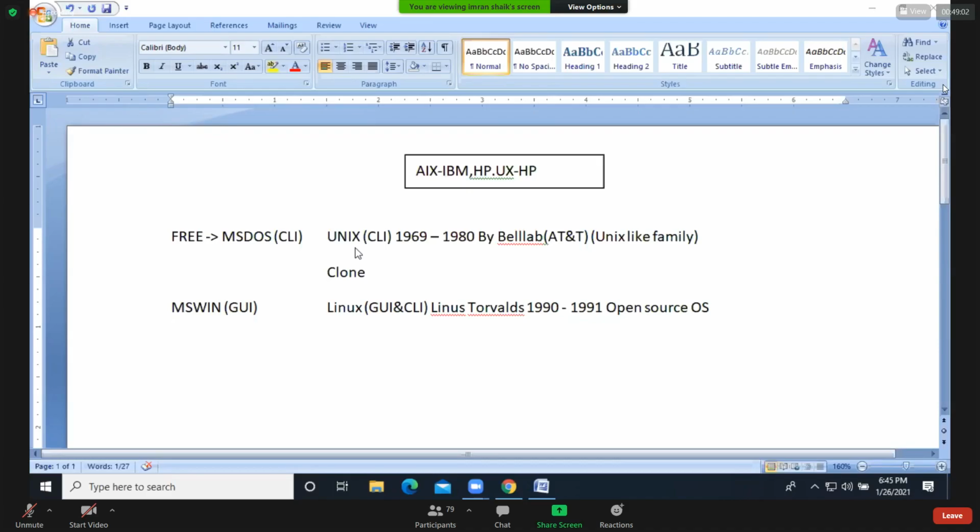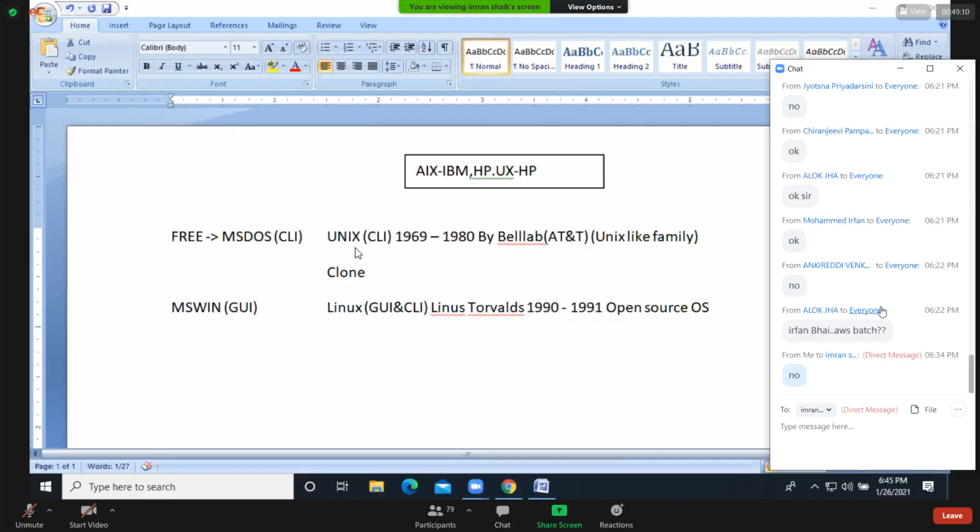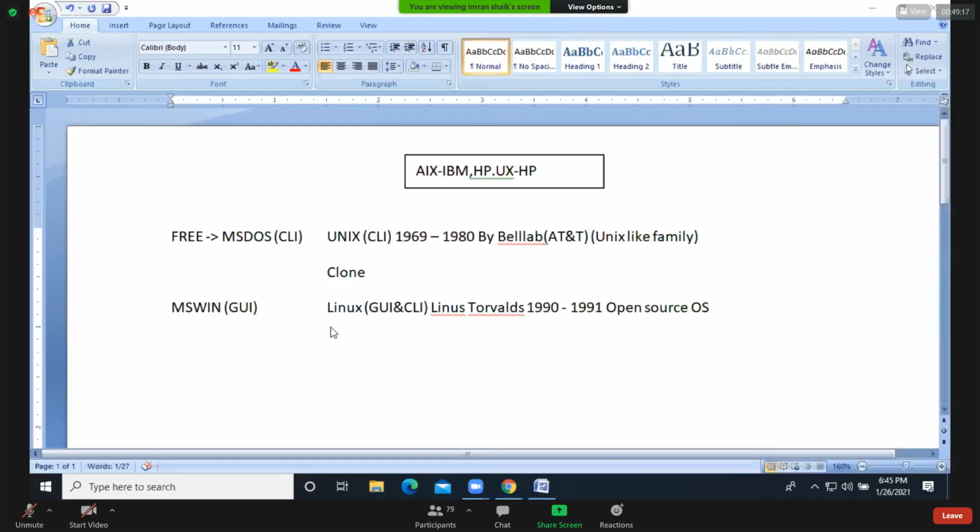Yes, Sidhu, and somebody asked. Unix is a vendor proprietary operating system, so we need to install it on the same vendor's hardware components. If I purchase the AIX operating system, I need to install it on an IBM machine. But Linux is not like this. You can install the Linux operating system on any vendor's hardware components, and it's an open source operating system. Linux has both GUI and CLI modes. I hope you're clear.